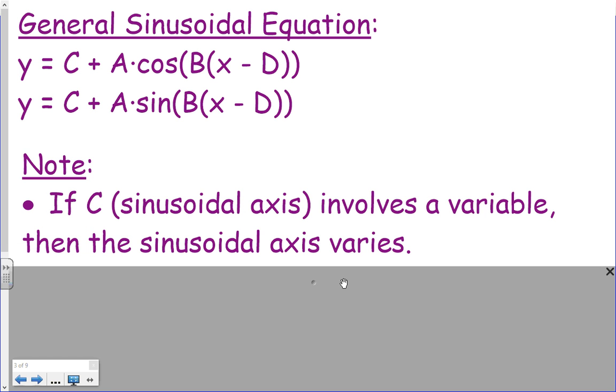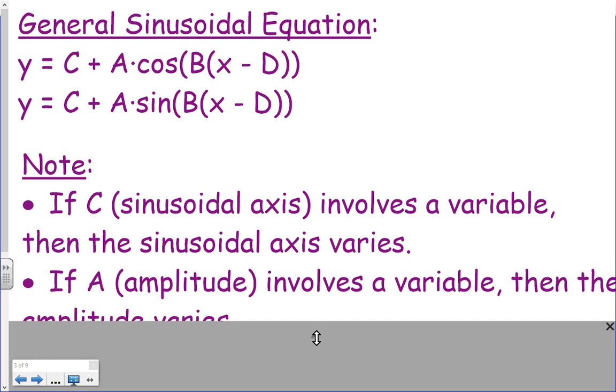So let's talk about c. If c, which of course is our sinusoidal axis, involves a variable, instead of just being a number, then that means that your sinusoidal axis is going to vary. So it's not going to be just a horizontal line as our sinusoidal axis, but it's going to have some sort of slope or curve to it, depending on the equation that we're replacing c with.